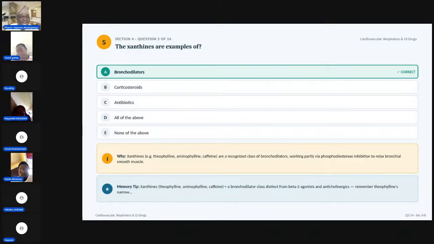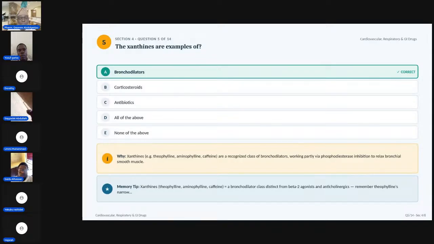The xanthines are examples of bronchodilators. Your xanthines could be your aminophylline, your theophylline. Some of you have seen Chest and Lungs before. That tablet of Chest and Lungs that you just give people to take, it contains theophylline inside, right? So those are examples of xanthines. They work partly via phosphodiesterase inhibition to relax bronchial smooth muscles.